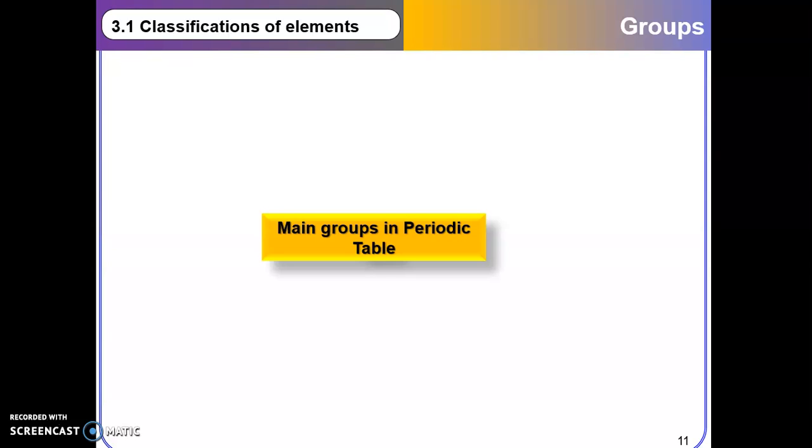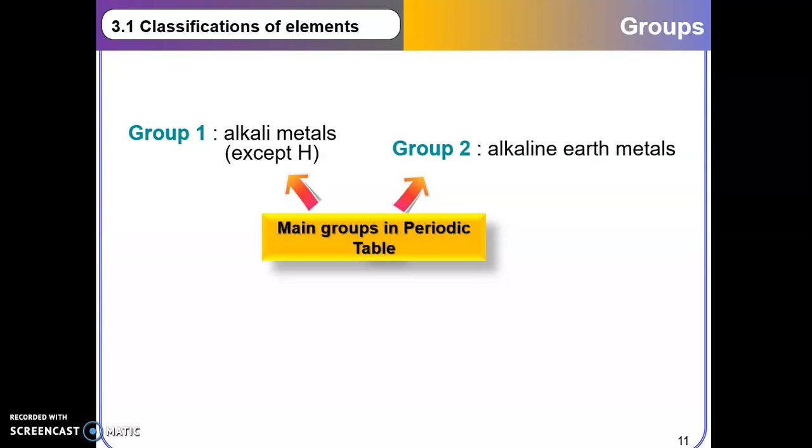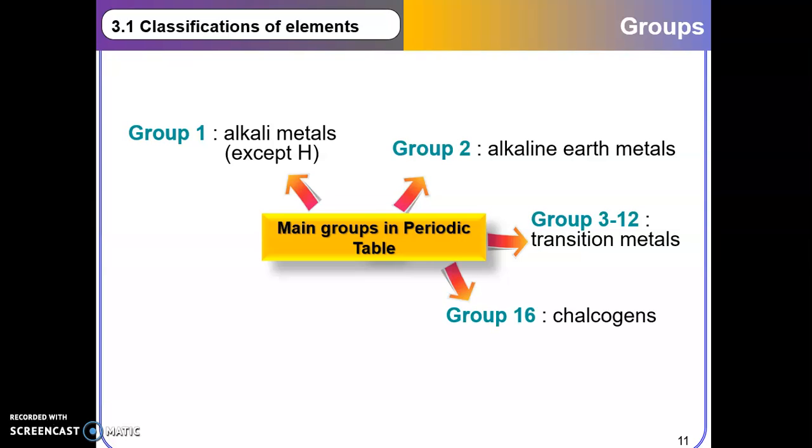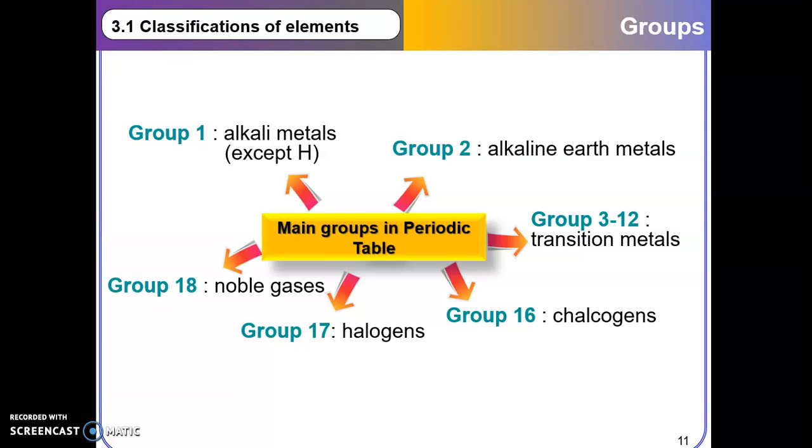Now, for each main group, we need to know the name of the group. For example, group 1 elements are called alkaline metals, except hydrogen. Group 2 elements are the alkaline earth metals. Group 3 until 12 are the transition metals. Group 16 are called chalcogens. Group 17 elements are called halogens, and group 18 noble gases.